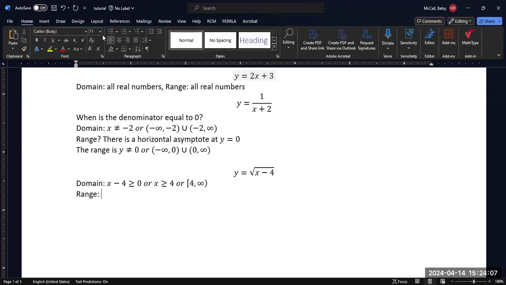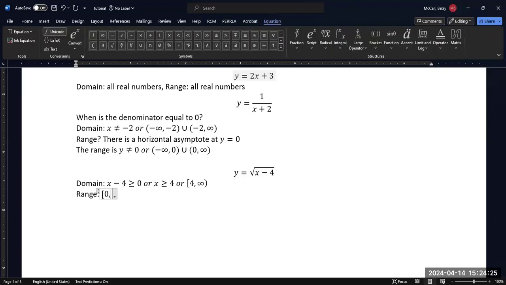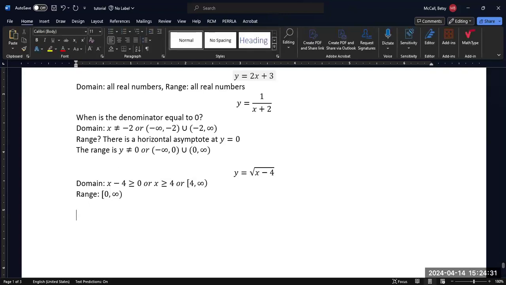And the range, well, as I said, you can't get negative values out of the square root. If you put x equals 4 in here, you will get 0. But then any other value that's in the domain will give you a value bigger than 0. So the range is going to be 0 to infinity.